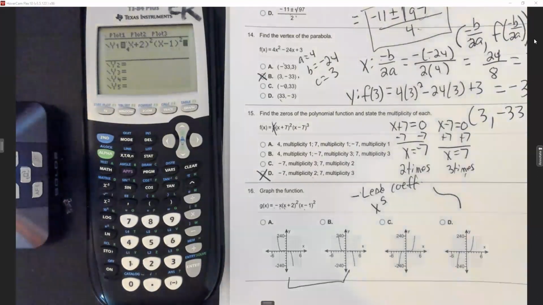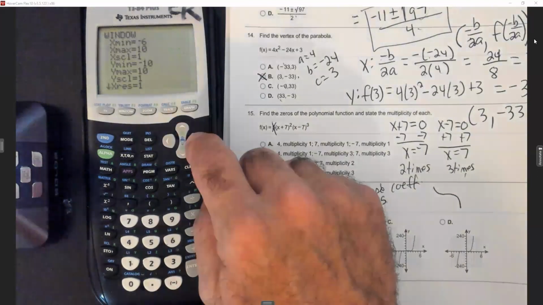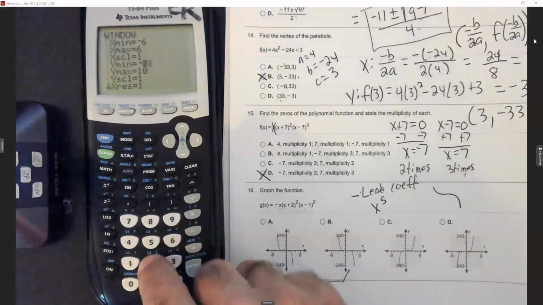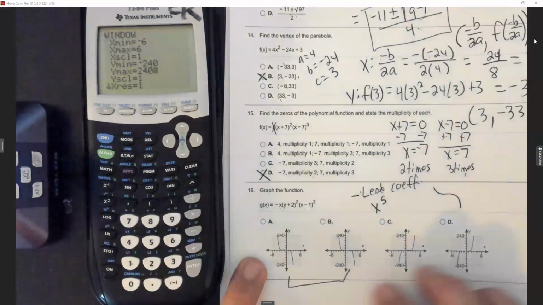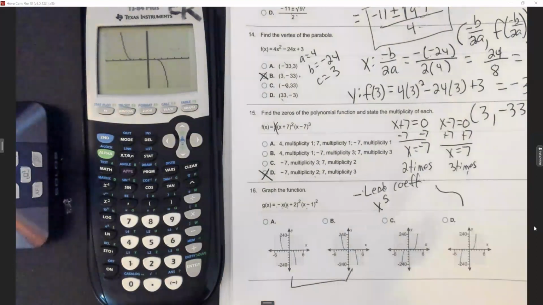So let me set my window. So go to window. Notice my x's are going from negative 6 to a 6. And then these y's are going from a negative 240 to a positive 240. So we should get one of their graphs. Okay. Now on the test, you'll probably have to zoom these up. So let me see. Oh, I can see it looks more like the A. That's coming down a little bit. So I'm just going to go with A and keep on going.